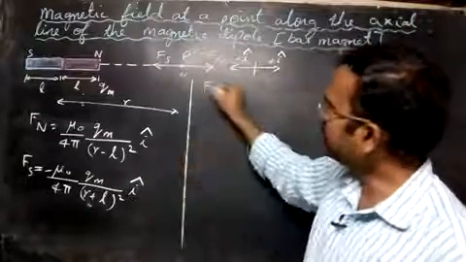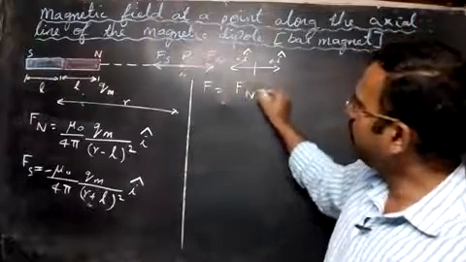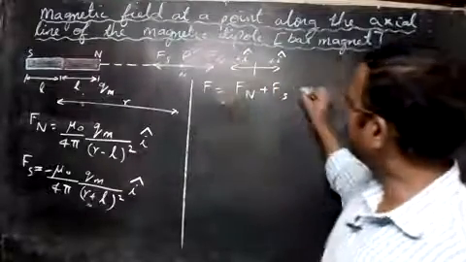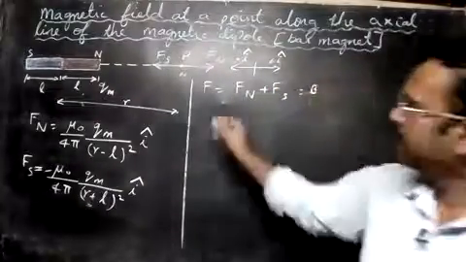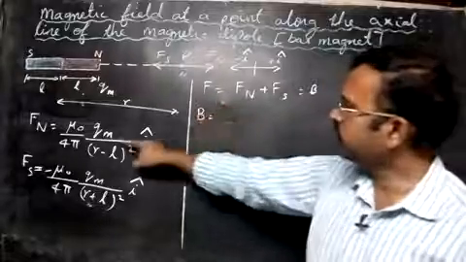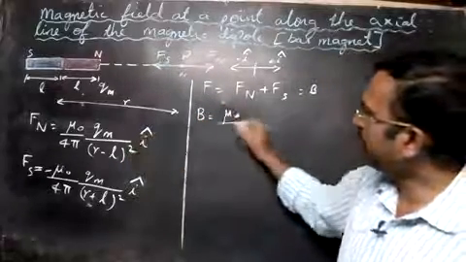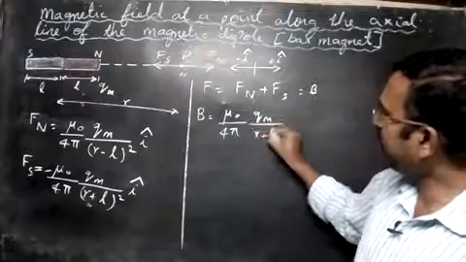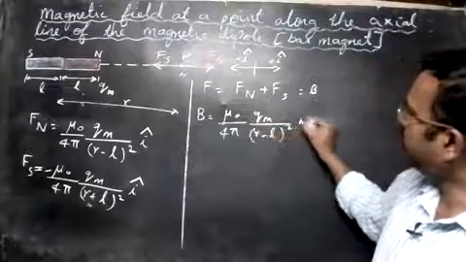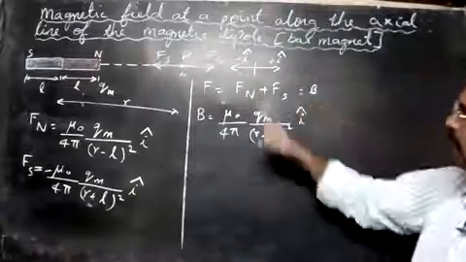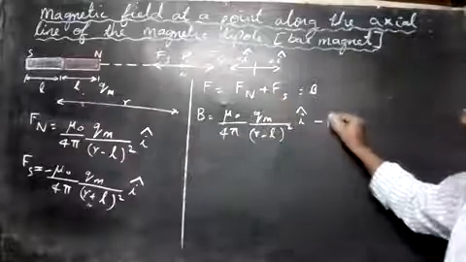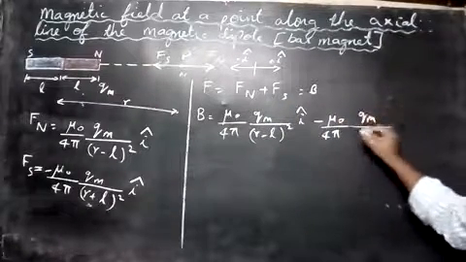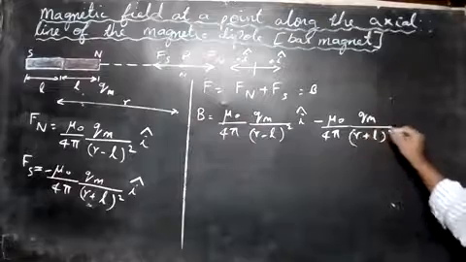The total force is equal to the force due to the north pole plus the force due to the south pole. The total force you can also say as B, that's equal to the magnetic field B. So magnetic field B is equal to the force due to the north pole, which is mu naught by 4 pi into Qm divided by (r minus L) the whole square into I cap. And the second one, plus into minus will come as minus only, so minus mu naught by 4 pi into qm divided by (r plus l) the whole square into I cap.